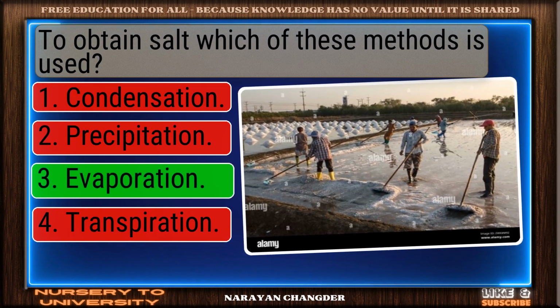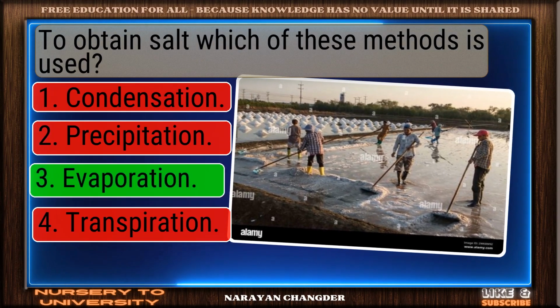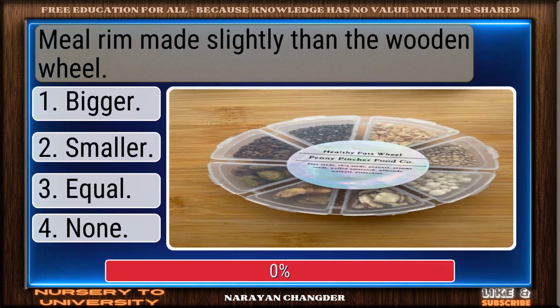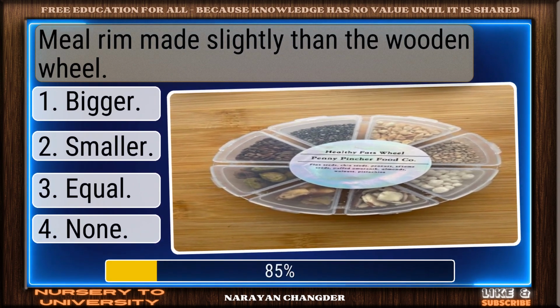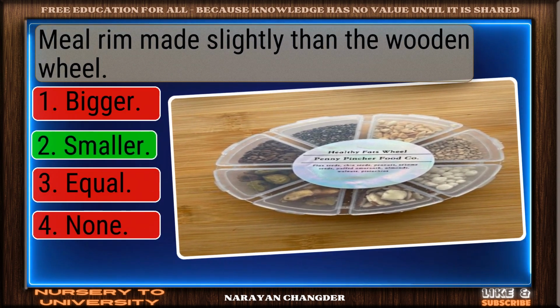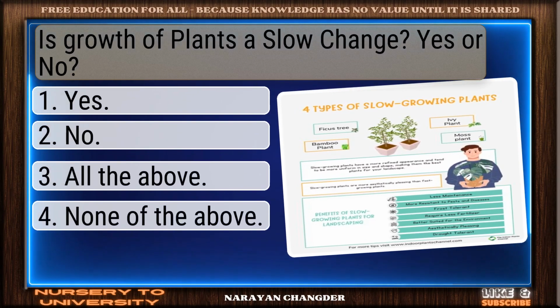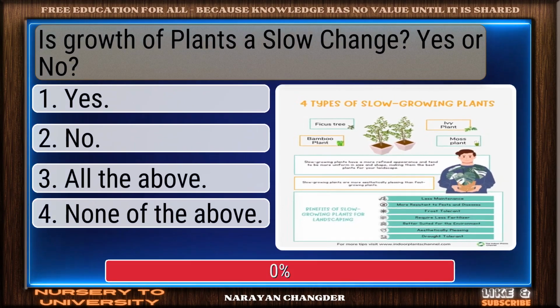Excellent choice. Evaporation is the right answer. Metal rim made smaller than the wooden wheel. On track. Smaller is the correct answer. Is growth of plants a slow change? Yes or no?